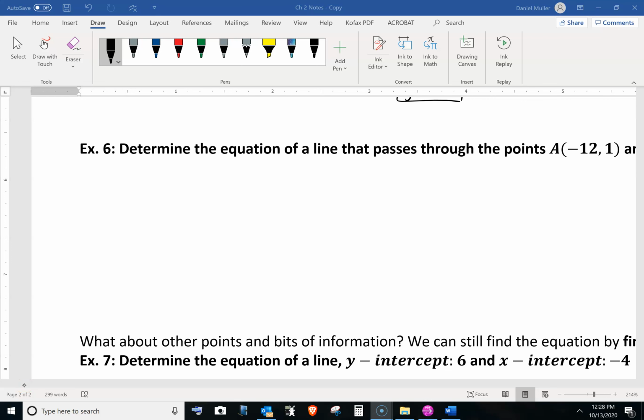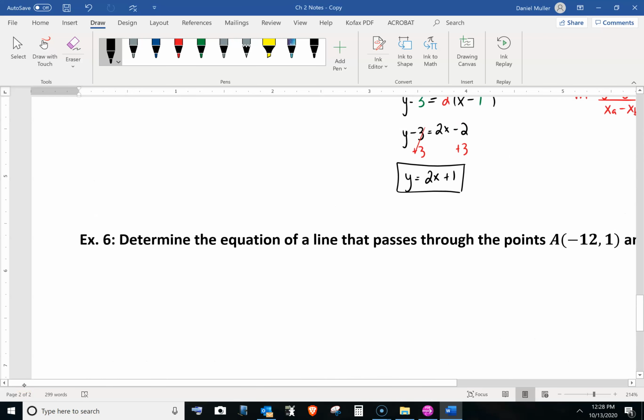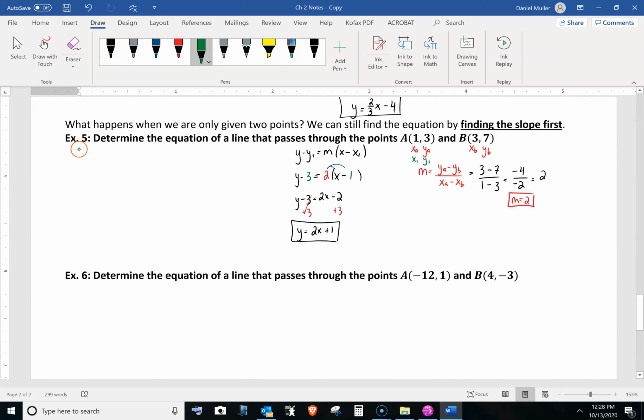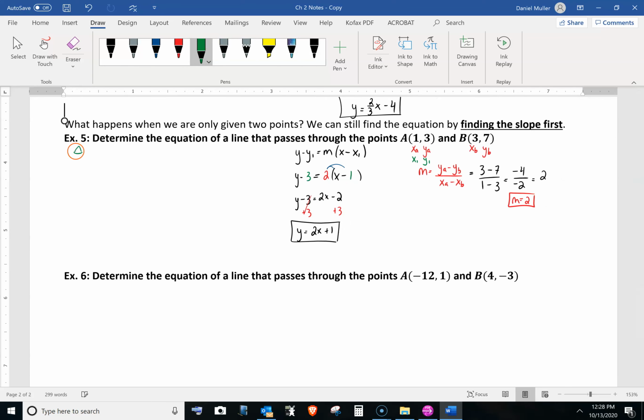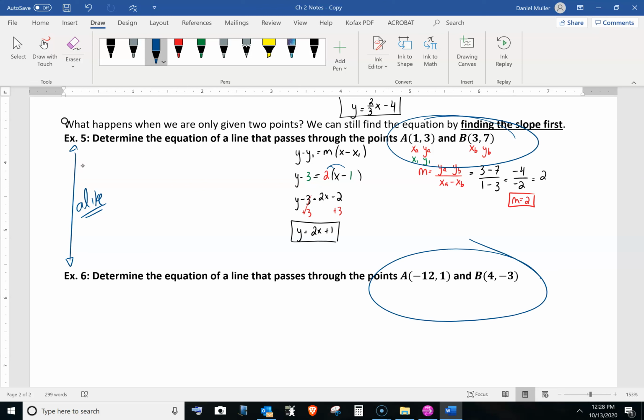Okay, example number 6. If I had to link these, I would say that these two questions here are alike: example 5 and example 6, because you're given 2 points and you're given 2 points. So those two are alike.